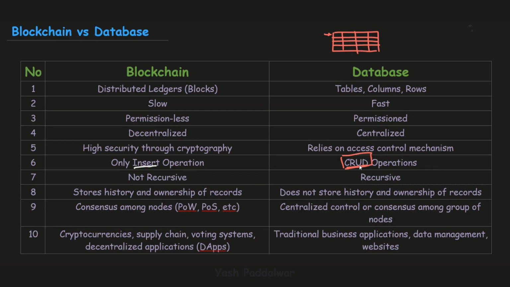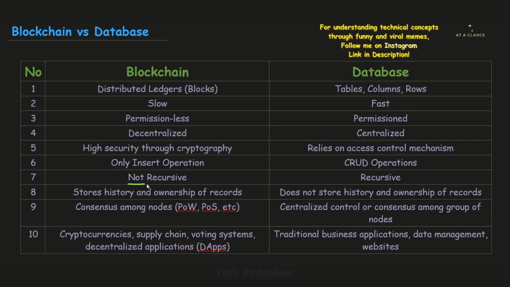So these are all the operations that can be performed in a database. I hope the difference is clear in terms of operations that can be performed in blockchain as well as in databases. Now, the next difference is that blockchain is non-recursive and database is recursive.